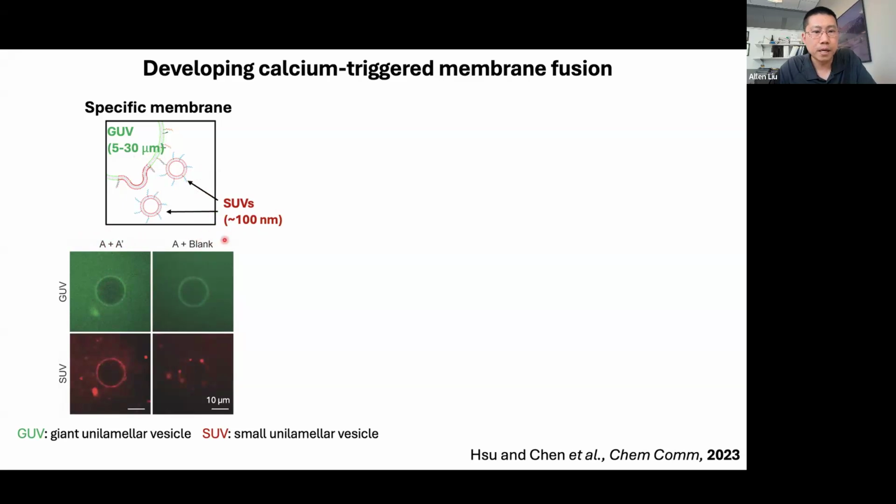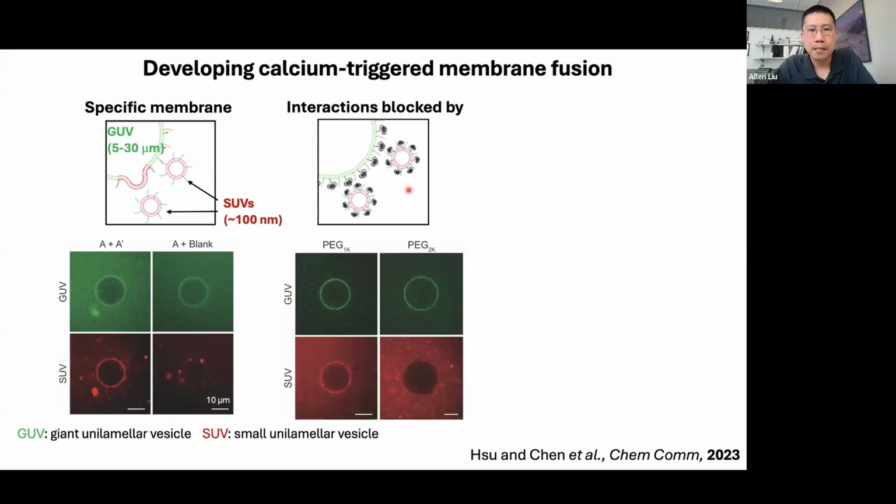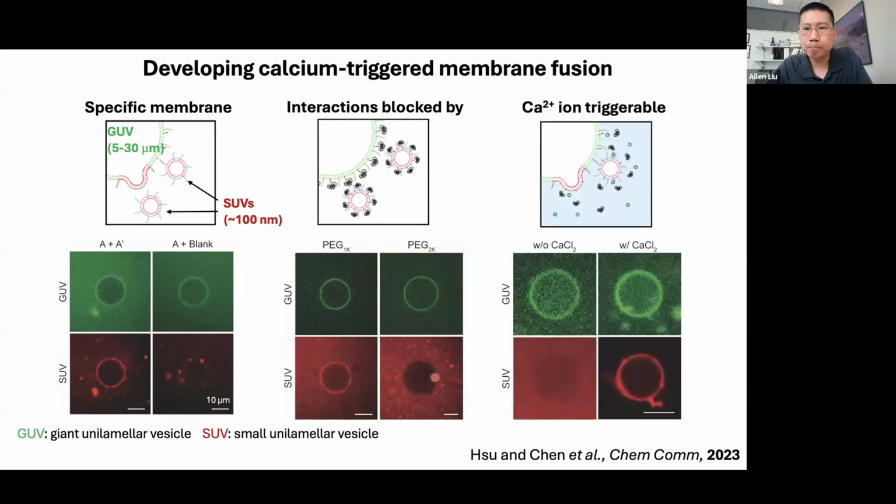If you take out the A prime sequence on the SUV, then you don't really see much signal on the GV membrane. We can also show that this interaction is blocked by the addition of PEG. Here we're using a 1K PEG and a 2K PEG. You can see that the 1K PEG does not block the interactions between the SUV and the GV, whereas the 2K PEG effectively blocks this. So this is a confirmation that these PEGs are effective, but you have to have a certain size.